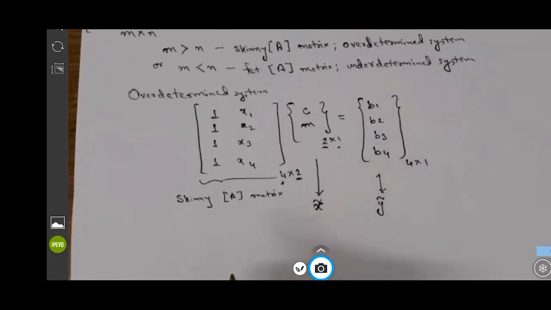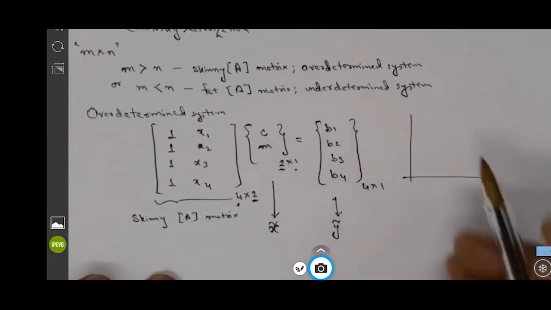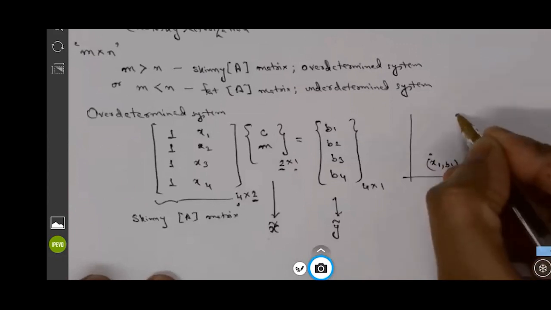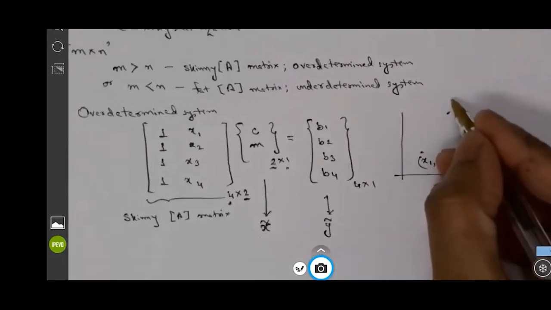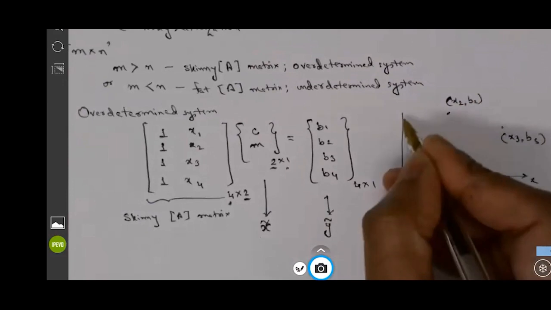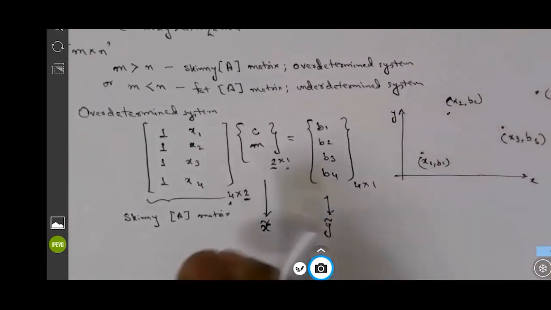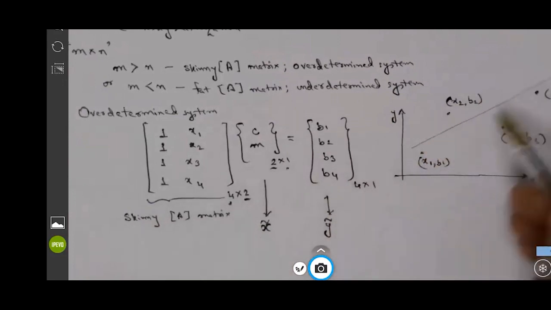Now, what this problem represents is that you have a bunch of data points represented by x1, b1. Just a second. You have x2, b2, x3, b3, and x4, b4. This is your x and this is your y. And what this formulation is doing is trying to fit a straight line through these data points.